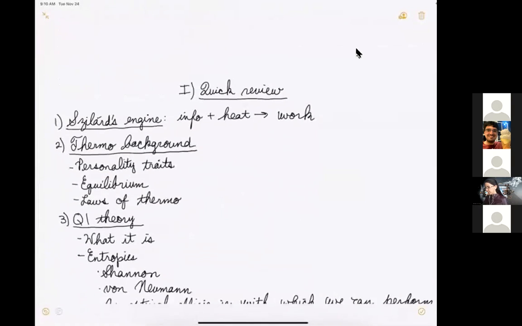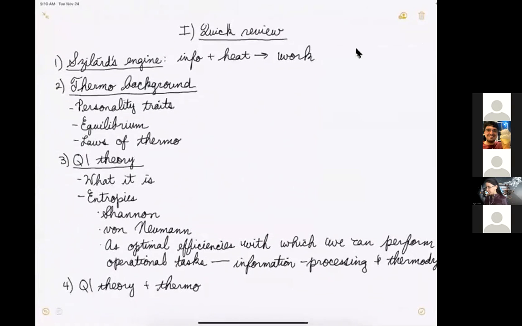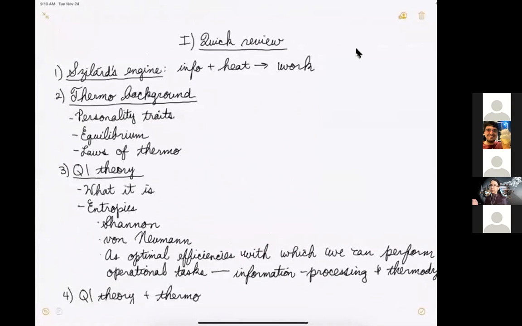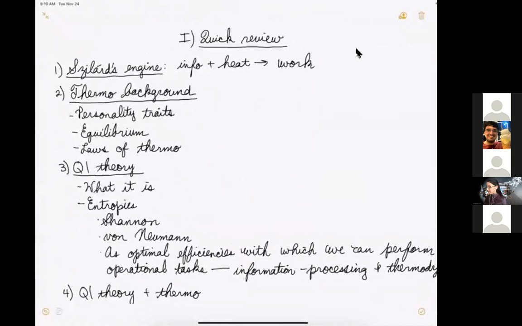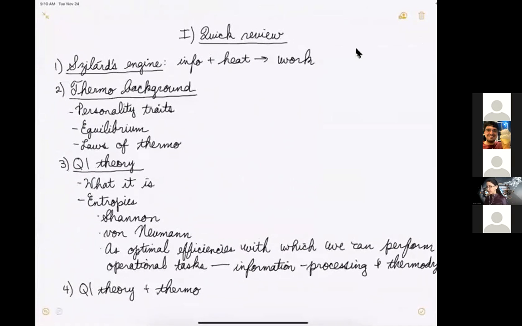So yesterday, we saw Szilard's engine, the synopsis of which is, if you have information, you can use it to turn useless heat into useful work. We covered a little bit of background about thermodynamics and quantum information theory. We said thermodynamics has some personality traits, for instance, it's operational. We reviewed the concept of equilibrium and the laws of thermodynamics.